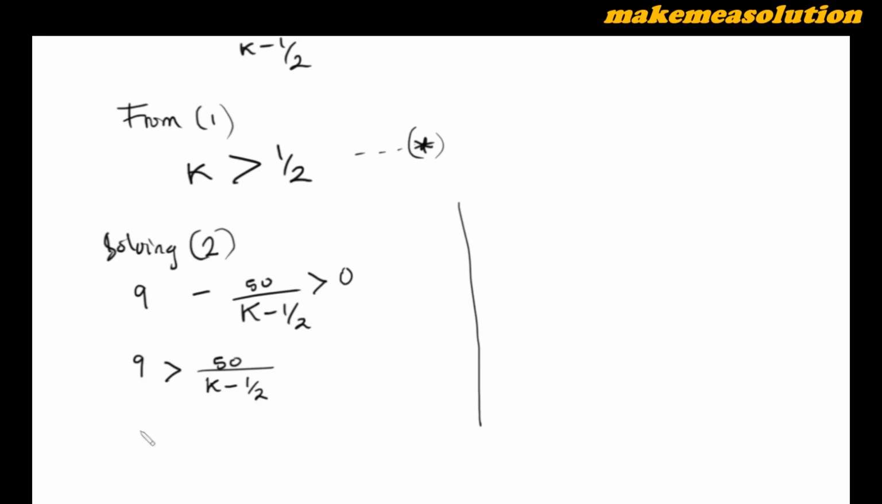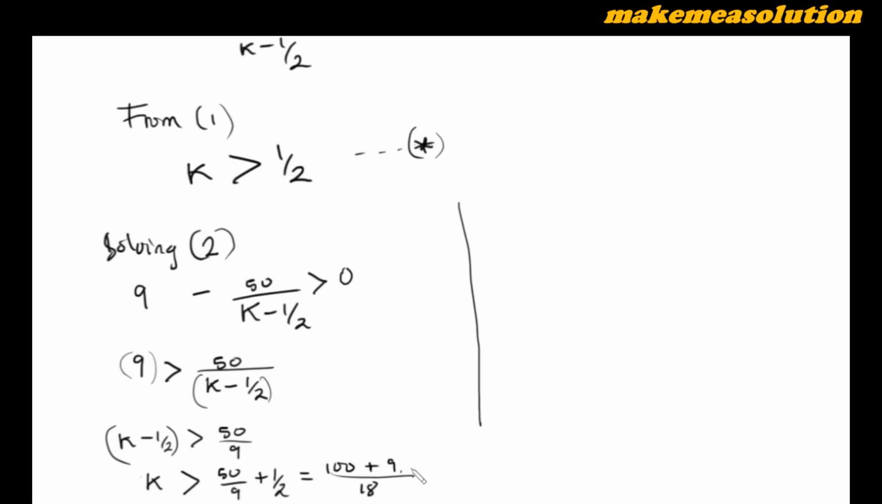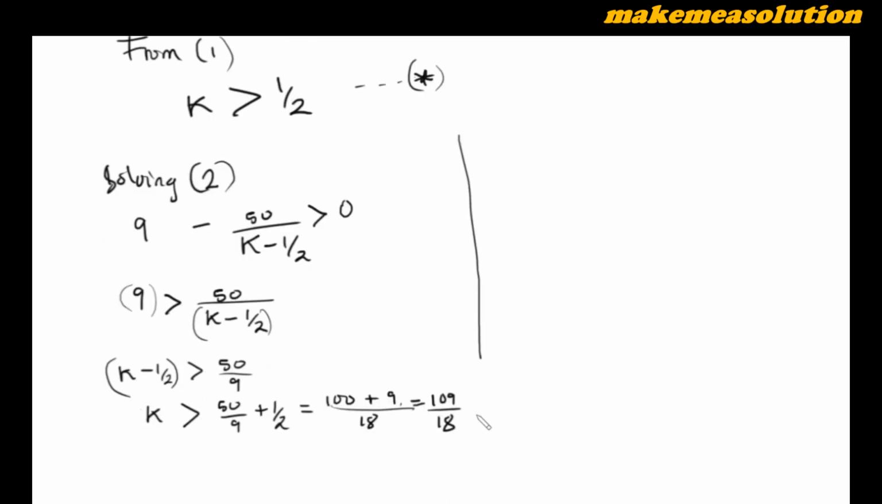So if we exchange the position of this term and this term, you have k - 1/2 is greater than 50/9. So if you solve, you now get finally k is greater than 50/9 plus 1/2, and this evaluates to (100 + 9)/18, which is 109 divided by 18. So our k is greater than 109/18, and k is greater than 1/2.